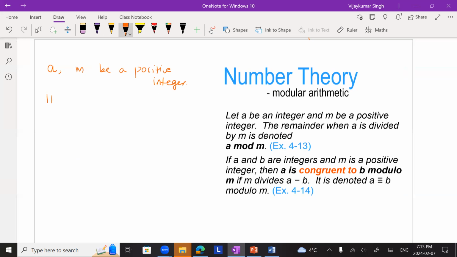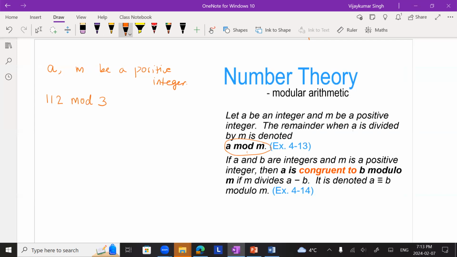Say we have 112, and let's say we have 3, and we want to give meaning to this. What is 112 mod 3? What is the meaning of this mod? A mod M is the remainder when you divide A by M. Whatever the remainder is, that is 112 mod 3.